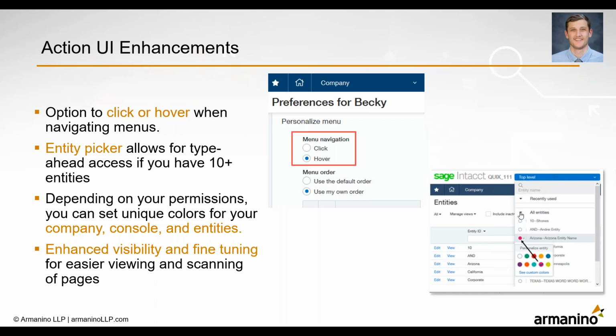And finally, in Action UI enhancements, there is now enhanced visibility and fine tuning for easier viewing and scanning of pages. So there are three main things that happened here. Color banding has been added to distinguish rows in lists and grids. Text size and density has been increased for readability in menus and pages. And color contrast has been intensified to pop relevant information. All these new enhancements are really going to increase your visibility and your efficiency with how you're going to be able to navigate and use the system.